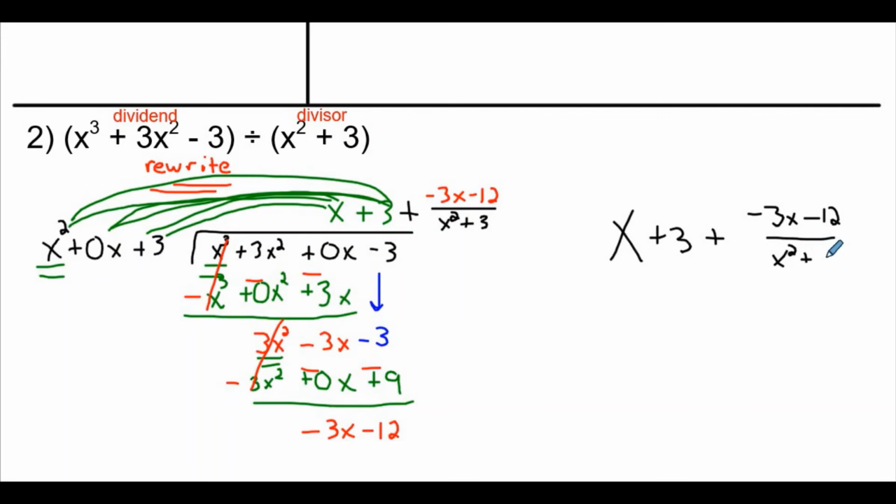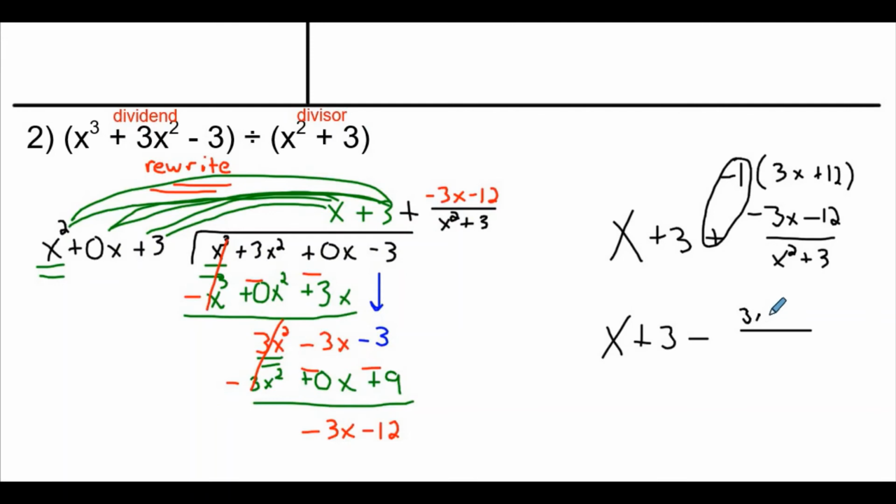It would be inappropriate to combine these and make it a negative. The way that you would have to do that is you would have to factor a negative 1 GCF out to make it 3x plus 12. And then you would combine those two together. So you would get x plus 3 minus this expression, because you just combined those things, removing it. So you get 3x plus 12 divided by x squared plus 3. So this is the fully correct answer.